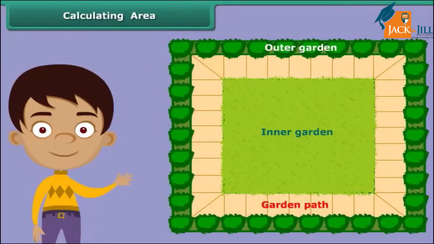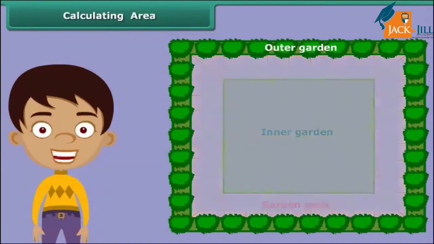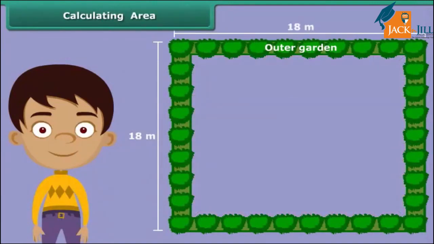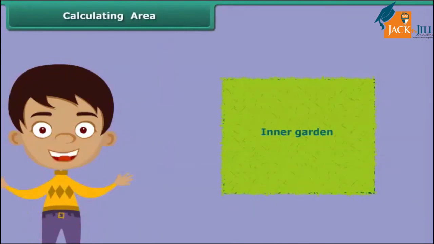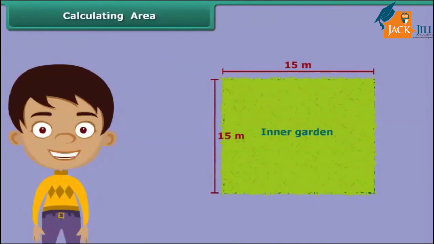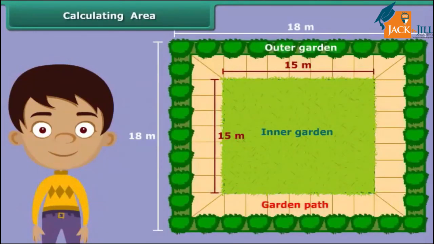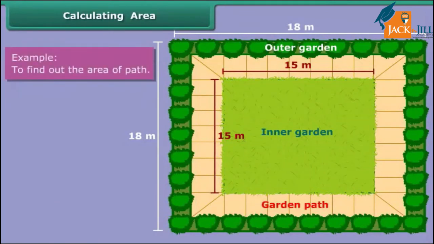Now let us advance a little further. Suppose there is a square garden of 18 meters. We want to make a provision for a path on all the 4 sides. The inner garden, after the path is made, should be of 15 meters. We want to find the area of the path. To do so, calculate and deduct the area of the inner garden from the area of the outer garden.